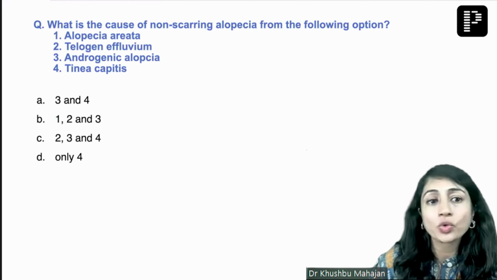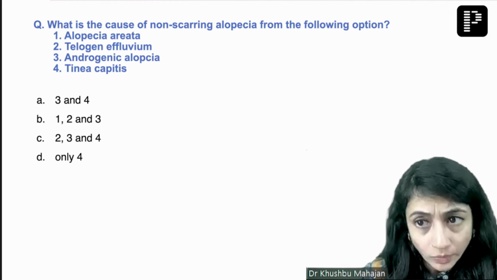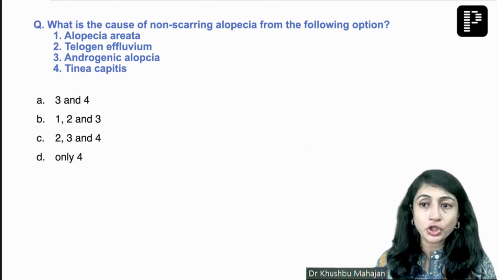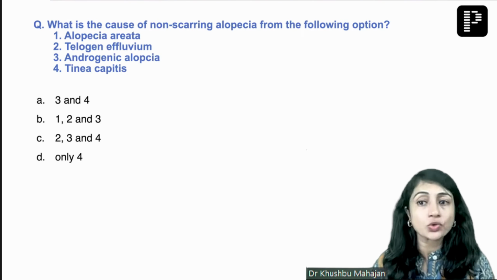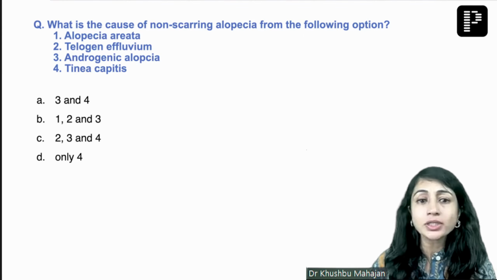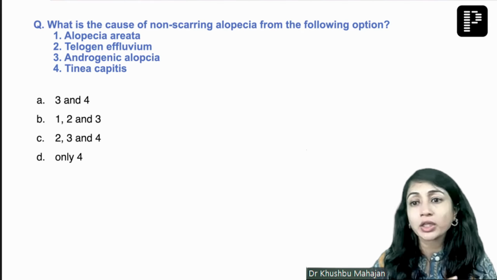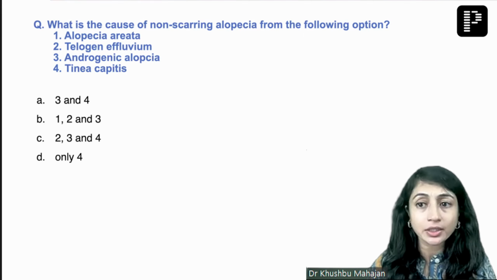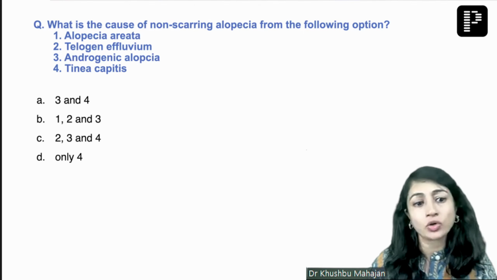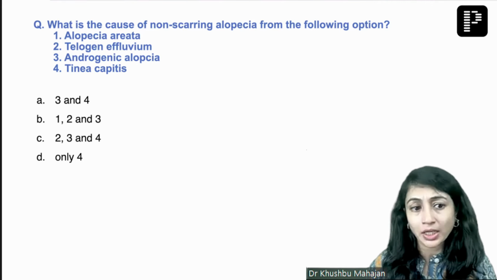The third question was, what is the cause of non-scarring alopecia from the following options? So they had given you some options and asked about alopecia which does not lead to scarring, or is non-cicatricial in nature. Now, non-cicatricial alopecia can be of various types. Let's look at the options here. Alopecia areata is a non-scarring alopecia. Telogen effluvium is a non-scarring alopecia. Androgenetic alopecia is a non-scarring alopecia.